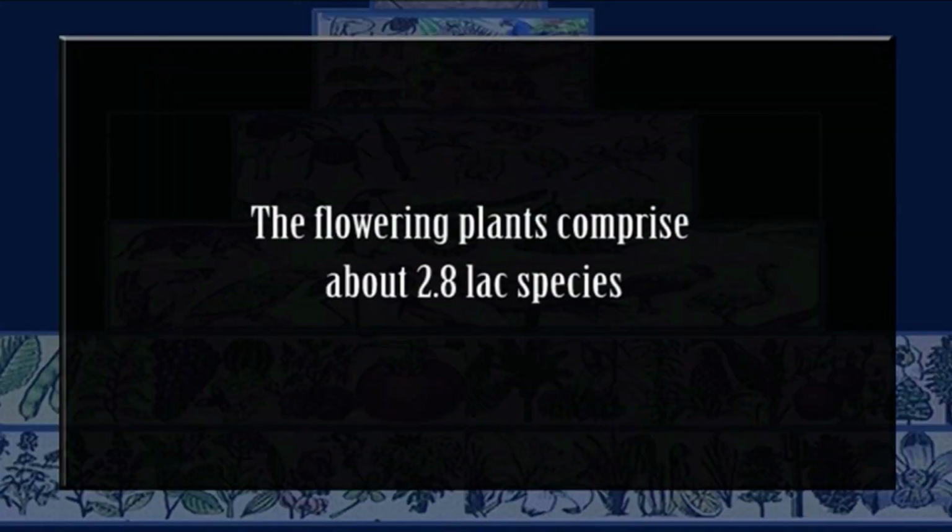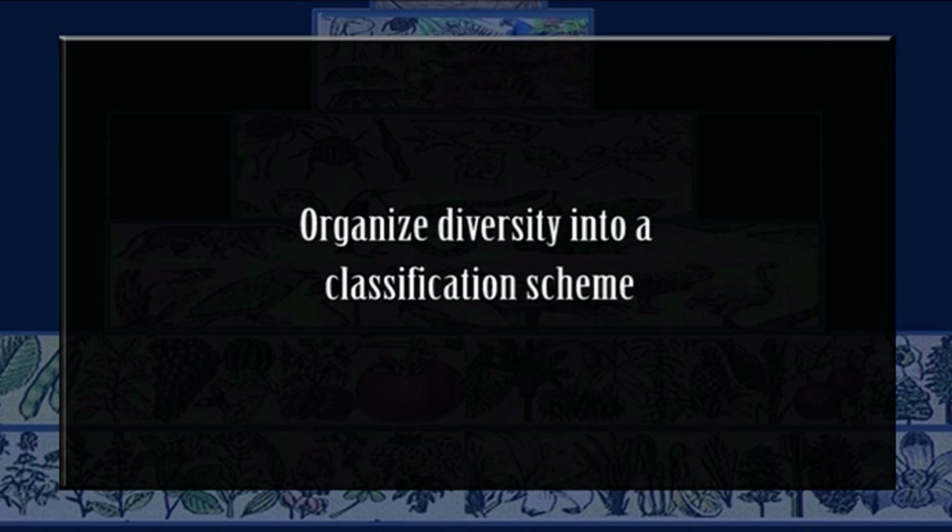It's no secret that humans like to keep things organized. If there is a system in place to keep track of things, biology is no exception. It is a lot easier to study living things if we have a system that keeps some things apart from other things. It is, for example, not possible for a person to remember all the flowering plants which comprise about 2.8 lakh species. For better communication and understanding, it is necessary to organize this diversity into a classification scheme.